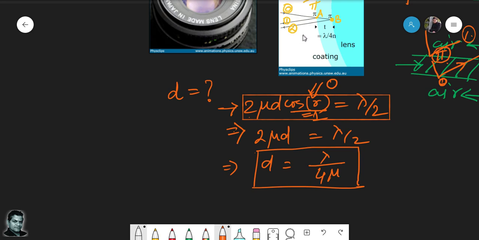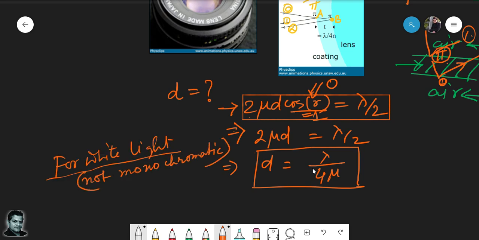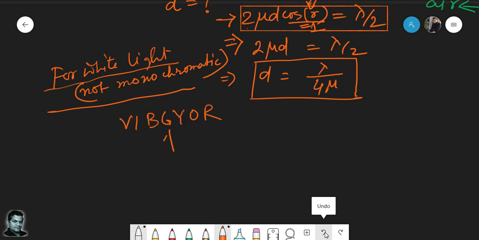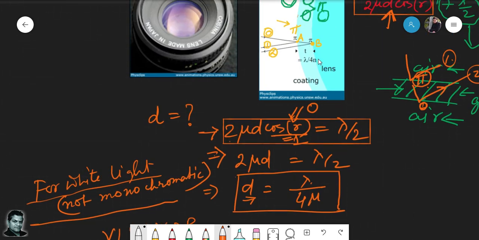So non-reflecting coating. Next, for white light, it's not a monochromatic light. So there is no one single lambda wavelength. So which wavelength to choose? We choose generally the middle one. So in white light, we have this rainbow color, and for this rainbow color, the center is this green. So for a general purpose lens, we choose this d with this lambda to be equal to the wavelength of the green light. So that means this coating would be non-reflecting perfectly for the green light.